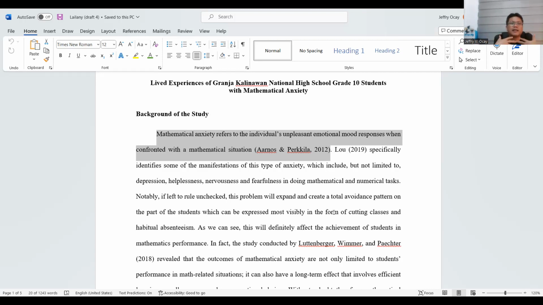And so, since we are writing not just for our panel members in a thesis or dissertation proposal, but we are writing for the global readership, especially when we publish the outputs of this research in an online journal, this will become available to a global reader.